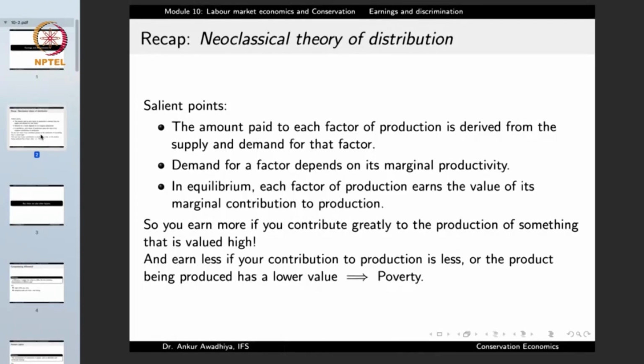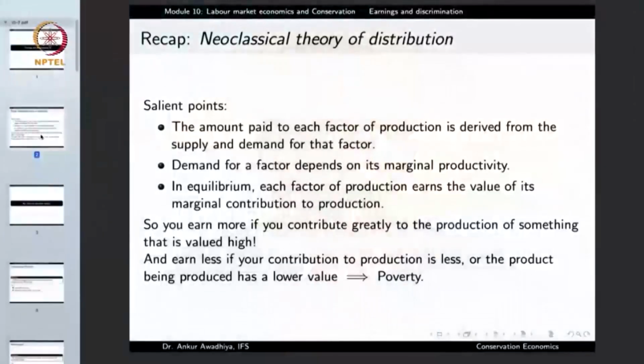In the last lecture, we had a look at the neoclassical theory of distribution, and in that, we saw these salient points. The amount paid to each factor of production is derived from the supply and demand for that factor, which means that in the case of the labor market, the demand for labor and the supply for labor will determine how many people get employed in the market and what is the rate at which they will be paid, or the wage rate.